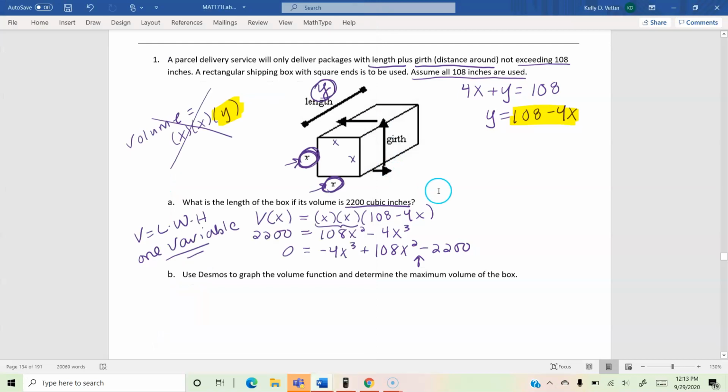Okay, so I'm going to go back here and point some things out. This is going to be our A value, -4. This is going to be our B, which is what's with the x squared. And we're missing the x term, that's going to be the C value. And then this last one here is going to be the D. Okay, so let me get back to the calculator.